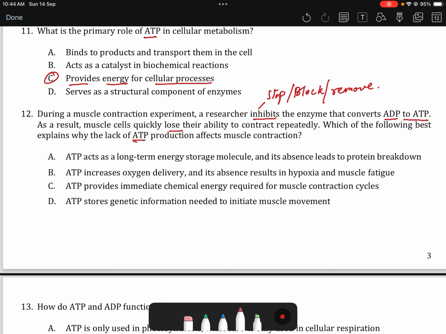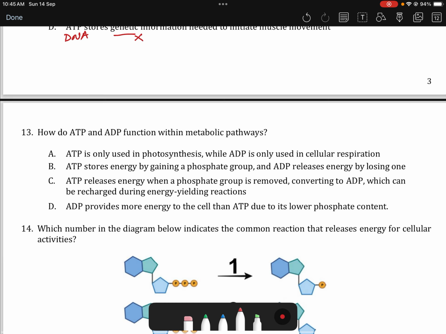So we need to see now what happens. Basically, as we discussed, ATP is energy that is required for the muscle contraction cycle. This is what we need to learn over here. Okay, so ATP acts as a long-term energy storage, and its absence leads to protein breakdown. No. ATP increases oxygen delivery. No. ATP provides immediate chemical energy required for muscle contraction. Yes. ATP stores genetic information. No, that is DNA that stores genetic information.